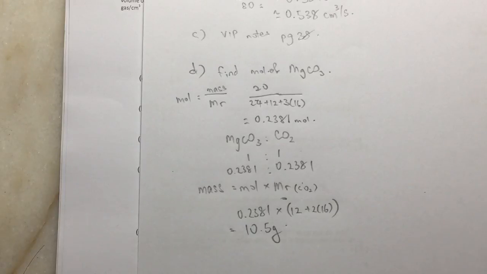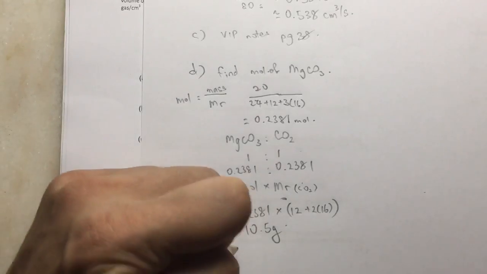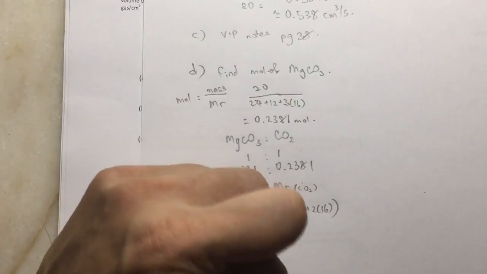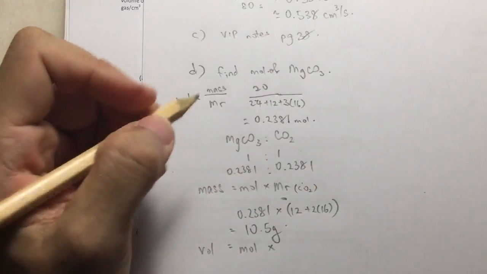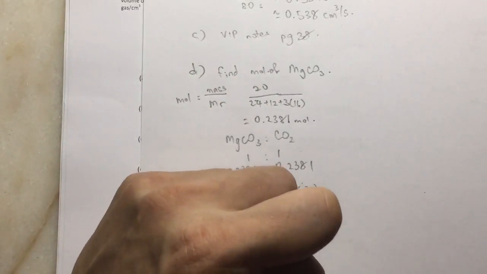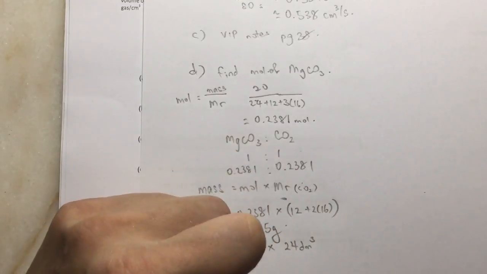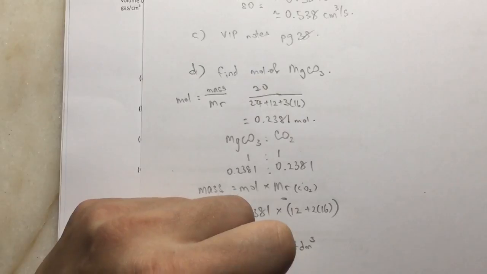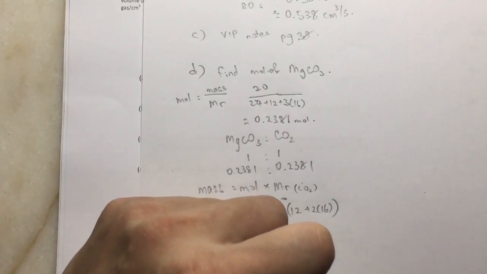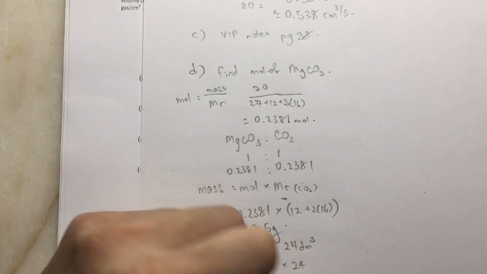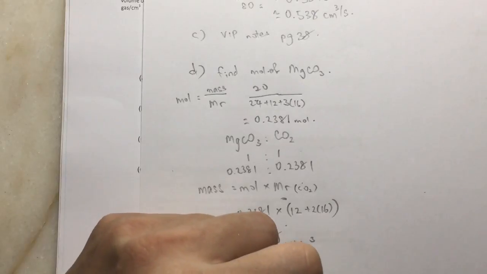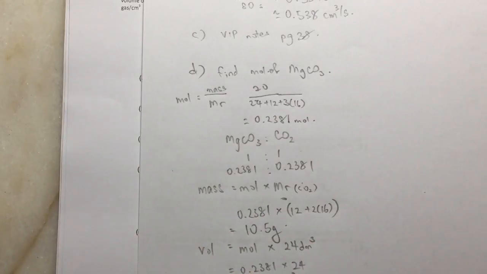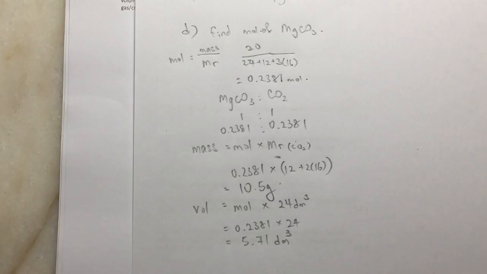And then I want to find the volume. Volume equals mole times molar volume. Molar volume is 24 dm³. So 0.2381 times 24. I get 5.71 dm³. Sorry, you couldn't see that.